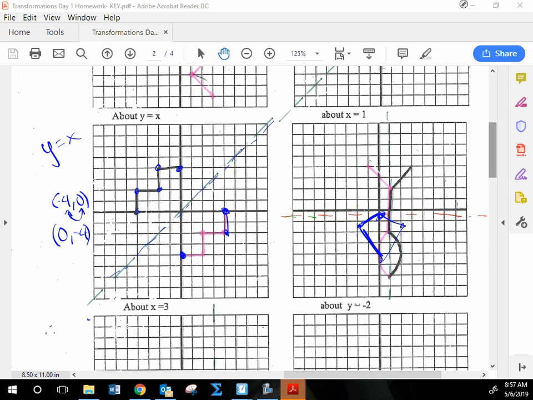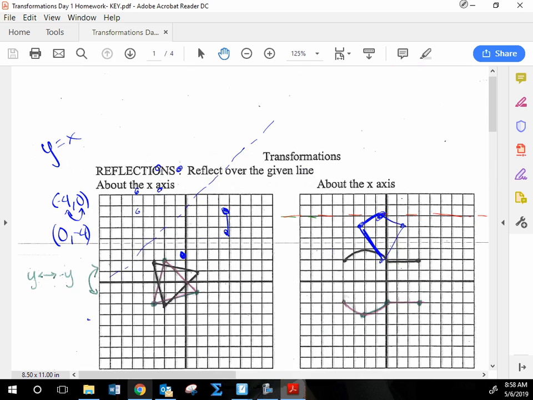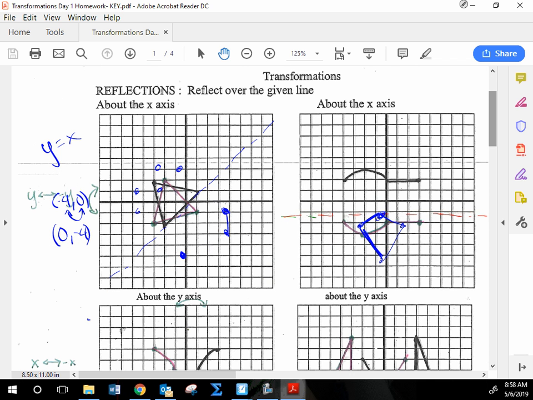The first one, this one, about the x-axis? Yeah. Our x-axis is this guy here. My original is this guy. This point here is 2 above, so I want to go 2 below. This one here is 1 above, so I go 1 below, and it's directly below it. Then connect things. And this guy is 2 below, so I'm going to go 2 above. Does that make sense?